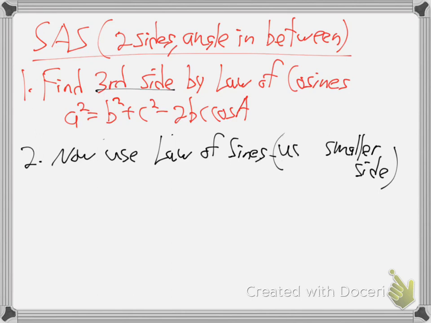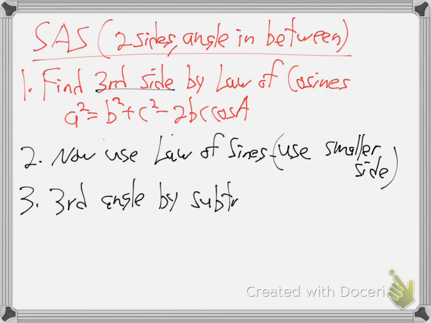Why am I making a big deal out of this? So use the smaller side. And then third angle by subtraction, by subtraction from 180 degrees. So there we go. Those are the three steps we just did. And I'll give some reasons why. Let me let you copy that down, and then I'll talk about why.